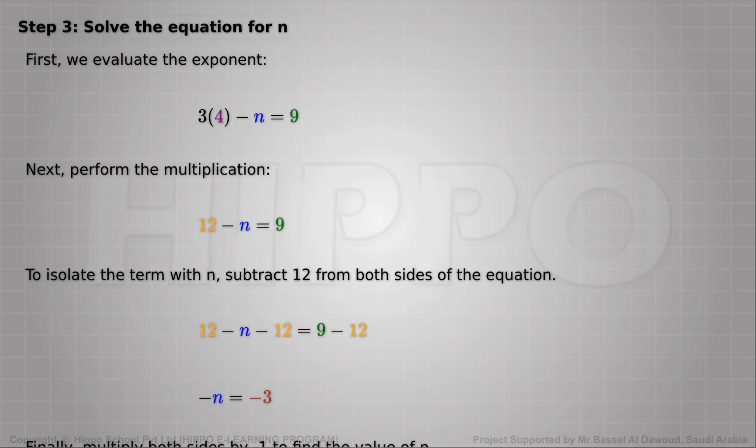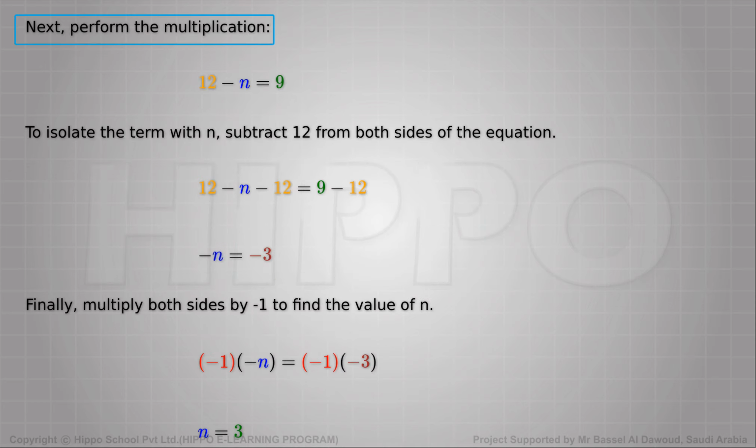All right, let's begin step 3 and solve for n. Remember your order of operations, PEMDAS. We need to handle the exponent first. 2 squared, or 2 times 2, is 4. So our equation simplifies to 3 times 4 minus n equals 9. The next step in the order of operations is multiplication. We calculate 3 times 4, which is 12. Now our equation is even simpler. 12 minus n equals 9.